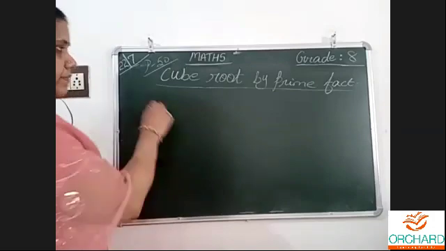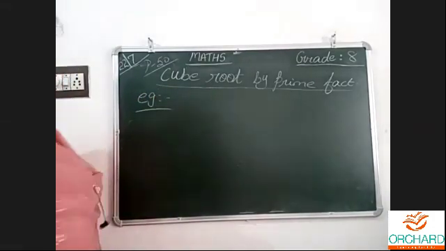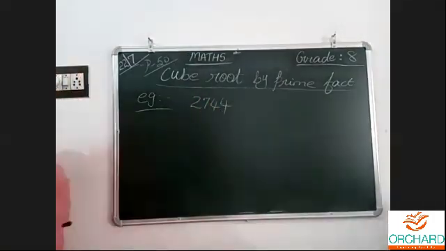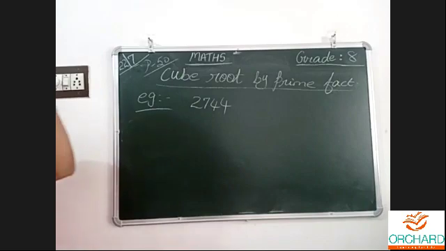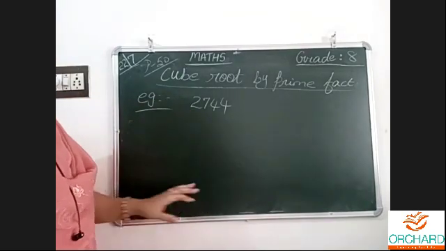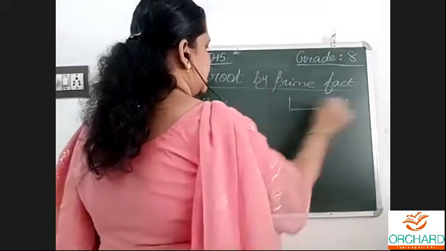Any one example will do. 2744 is the given number. Example sum: cube root by means of prime factorization. What is the process? I'll start here.